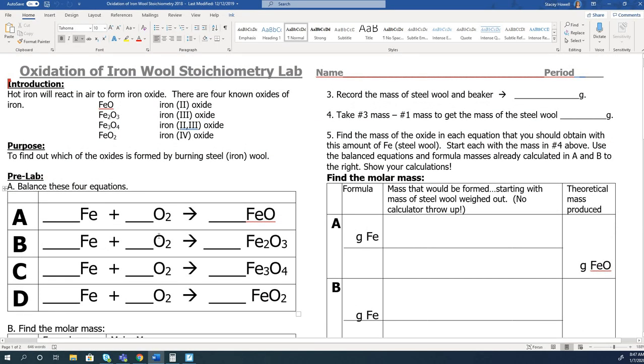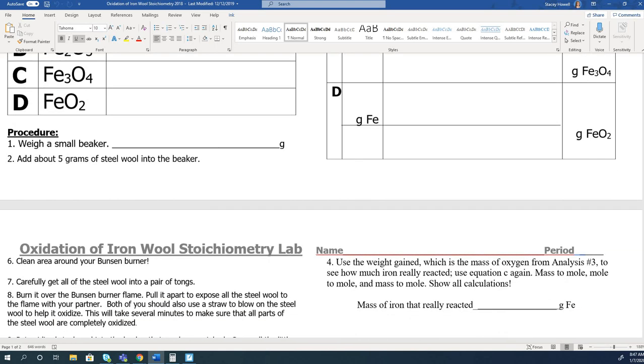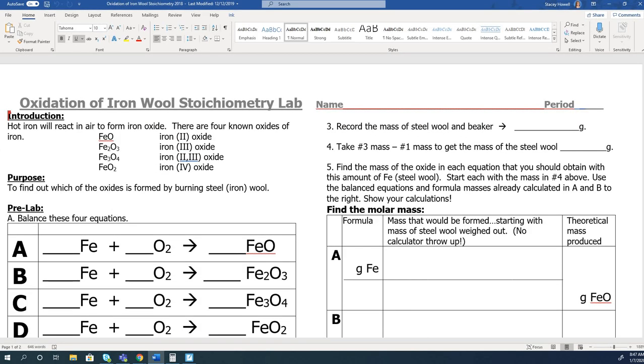When we get back in the back, you're going to take a mass of steel wool. It should be about, I believe it says at the bottom here, about 5 grams. So you're going to weigh a small beaker. We're just going to use a weigh cup, so it's not really going to be a beaker. You're going to weigh about 5 grams. Doesn't have to be exact, but you do need to write the weight down. So record the mass of the steel wool in the beaker, the weigh cup. So the weigh cup plus 5 grams, and then subtract the weigh cup to get the weight of the steel wool, and that should be about the 5 grams.